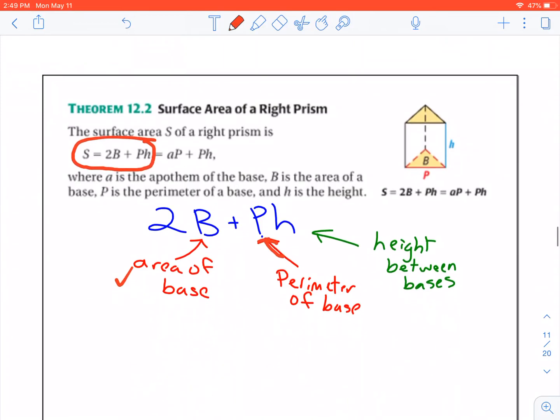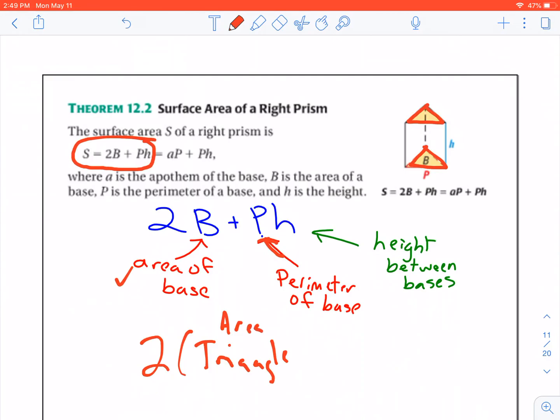So we're going to look at a couple different pieces like this. In my triangular prism that they drew here, my bases are the non-rectangles, so they're the triangles. So I'll be doing 2 times the area of the triangle. So I'd have to find the area of that triangle. Plus, now that P, that's the perimeter of just that triangle too, the perimeter of your base.